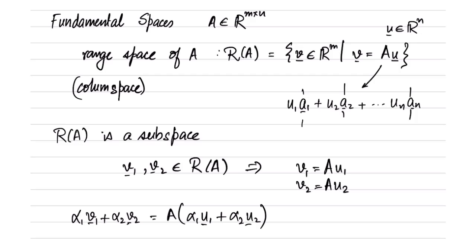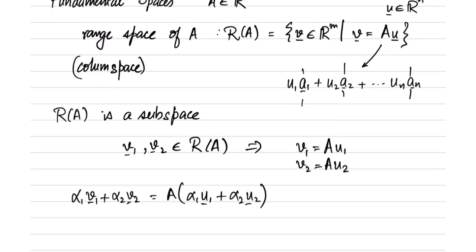So what does this mean? This quantity, which is the linear combination of v1 and v2, also belongs to the range space of A, because it can be expressed as A times some vector in Rn. So therefore alpha 1 v1 plus alpha 2 v2 is also an element of the range space of A, and hence R of A is a subspace. A linear subspace is any space where all the linear combinations of all its elements also belong to that same subspace.